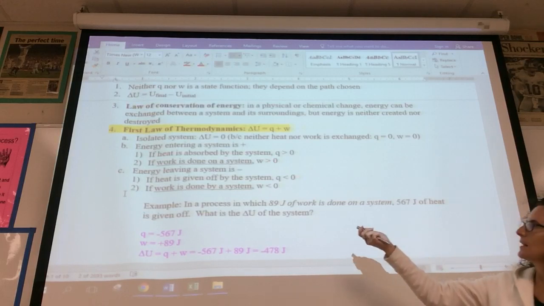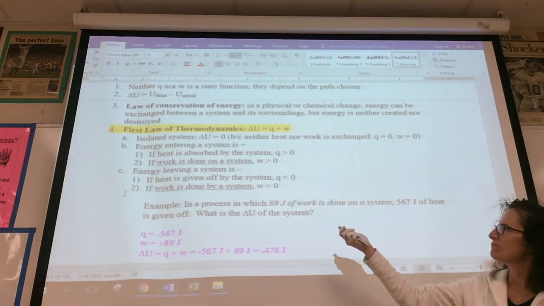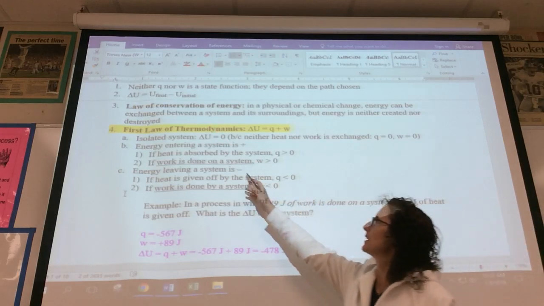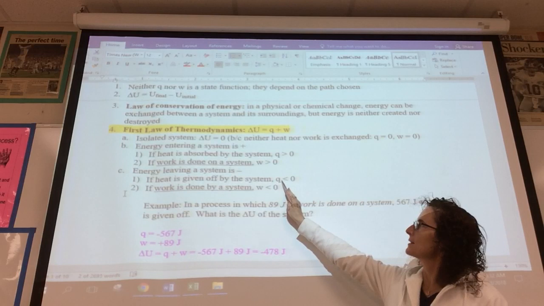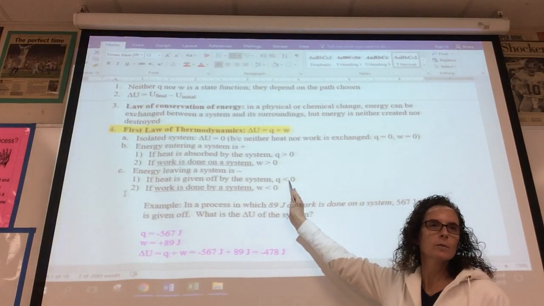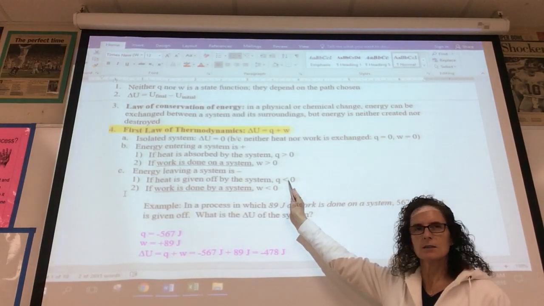When energy is leaving a system, it's going to have a negative value. For example, heat given off by a system, Q will be negative. That would be exo or endothermic?